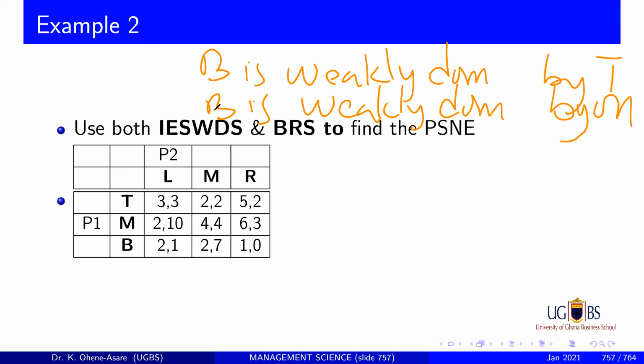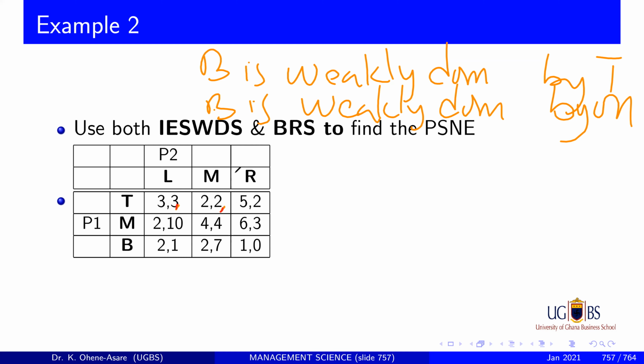Now let's go to player two. For player two, look at L, M, and R. First we do L and M. You compare 3 and 2. In this case, L is bigger. You compare 10 and 4, and you see that L is bigger. But when you compare 1 and 7, it is M which is bigger. So there is no domination here.